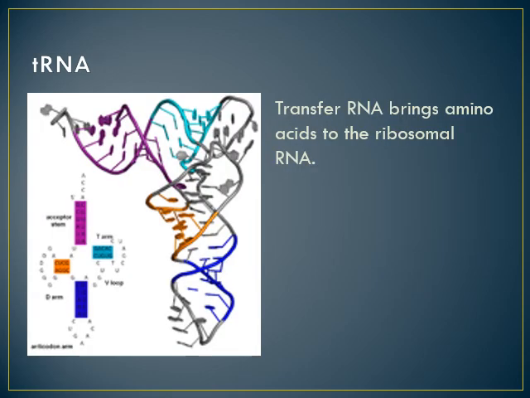tRNA, transfer RNA. Do you guys remember that at all? Okay, now it's coming back. There was a lab. You matched things up. Transfer RNA carries an amino acid on the acceptor stem to the ribosome. So we've got messenger RNA carrying a message, tRNA carrying the individual subunits. But wait, there's more.